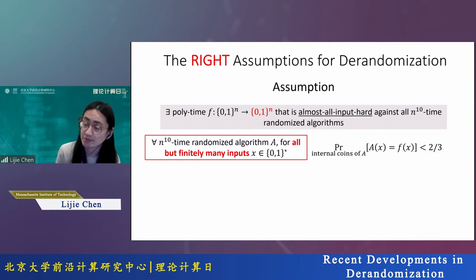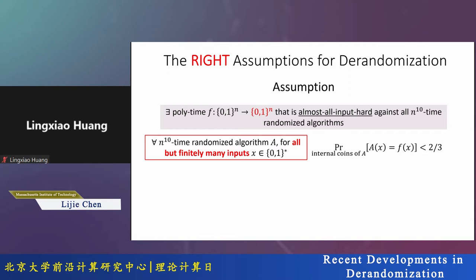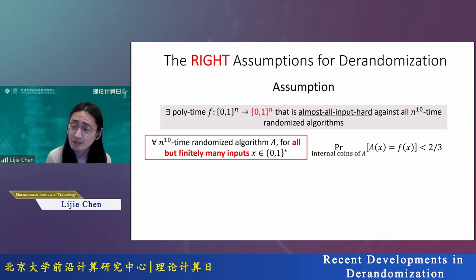So this is a very strong assumption. It says that for every polynomial time randomized algorithm, it can only compute F correctly with probability more than 2/3 over finitely many inputs. So, apart from finitely many input lengths, A fails to compute F on every input.